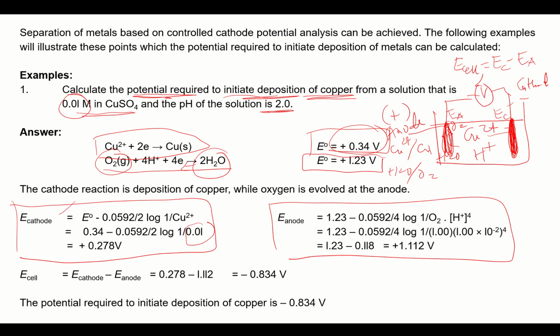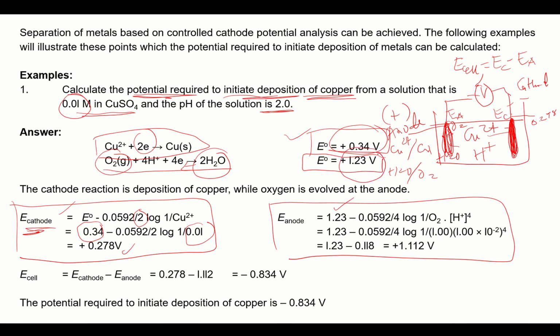this is the concentration in the question of copper 2 plus. This is the standard value for copper. This is at the cathode, the reduction of copper 2 plus. This is the Nernst equation. This is 2, the number of electrons. So you will get this here at the cathode. The value here is positive 0.278 volt.